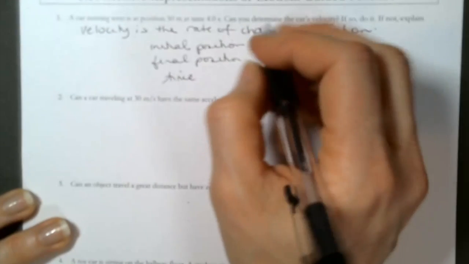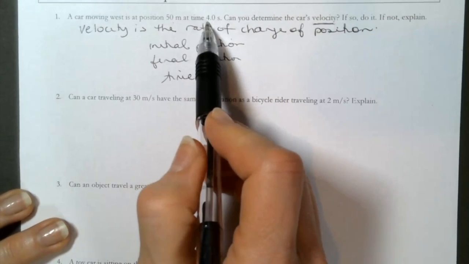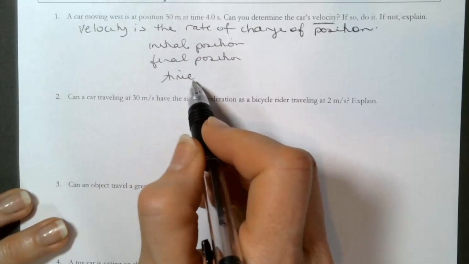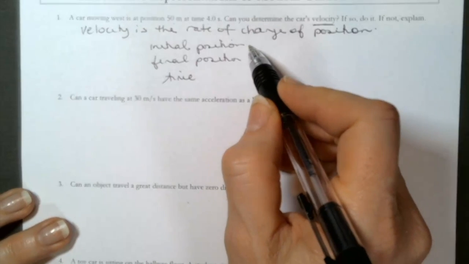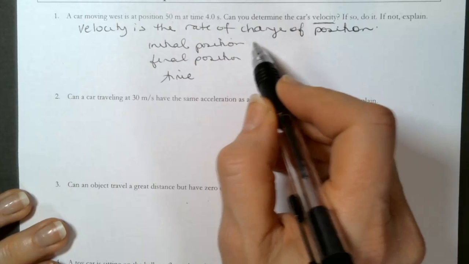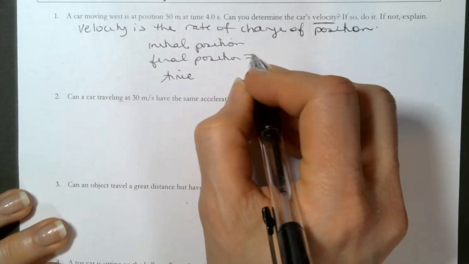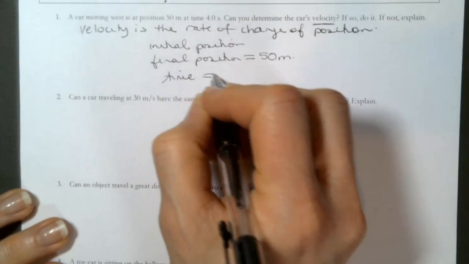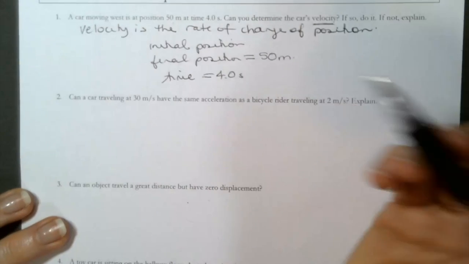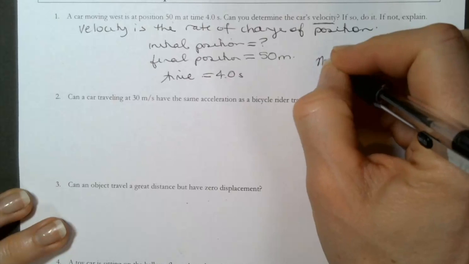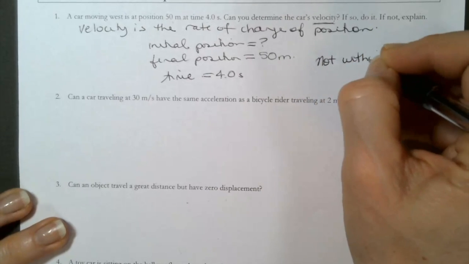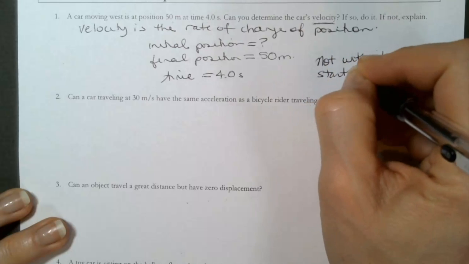Okay, so we know that the position is 50 meters at time 4 seconds, but we don't know if it was starting at position 0, or if it started at position 125.2. We don't know where it started. All we know is that it is at the final position of 50 meters when the time is 4 seconds, but we don't even know if the elapsed time is 4 seconds. Did it start moving when time was 0 or when time was 2? The biggest problem is that we don't know the initial position. So no, we can't find the velocity, not without the starting position.